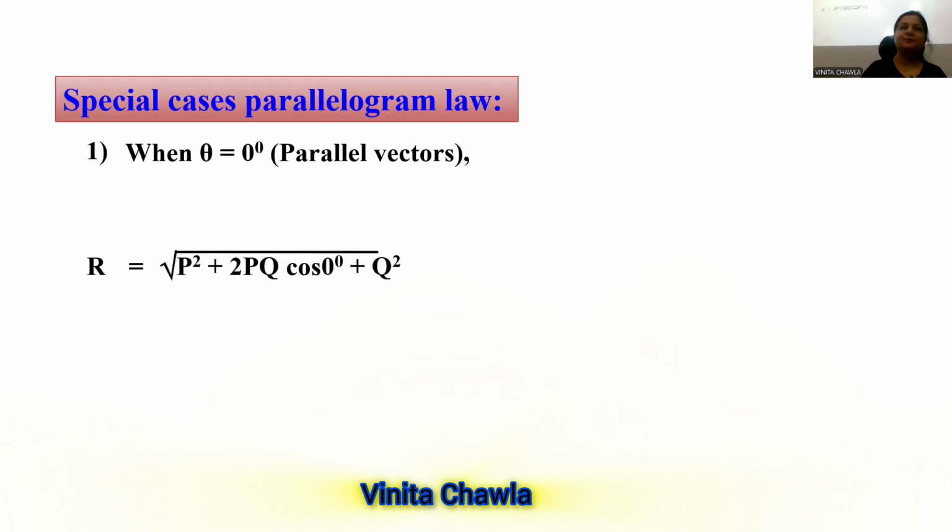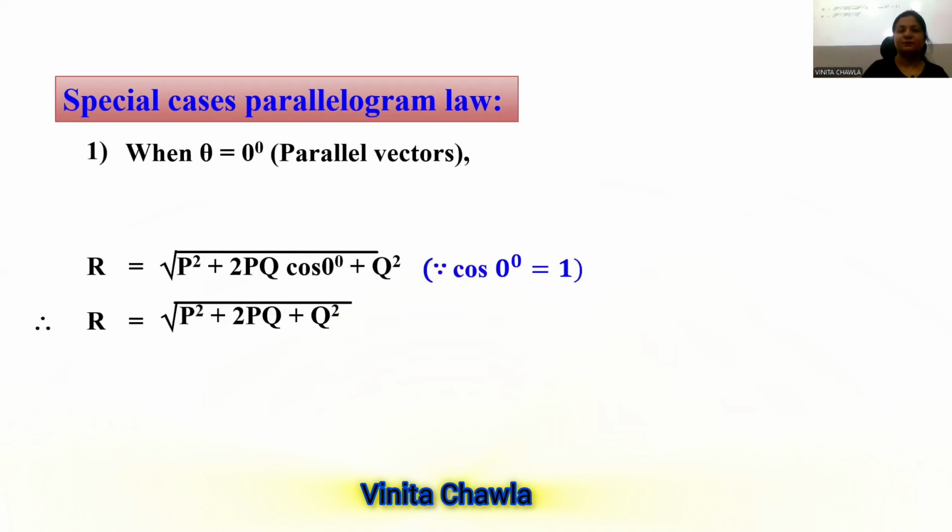Cos 0 degree is 1. So it's P square plus 2PQ plus Q square. It's P plus Q whole square. The answer is the sum of the two vectors. See, here we are adding the magnitudes of the vectors. We are not taking these as vectors. Do you see any arrow here? Because this represents the magnitude of R, and P and Q represent the magnitudes of P and Q respectively.